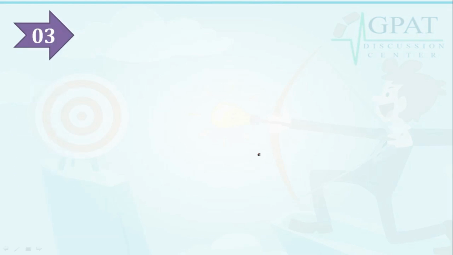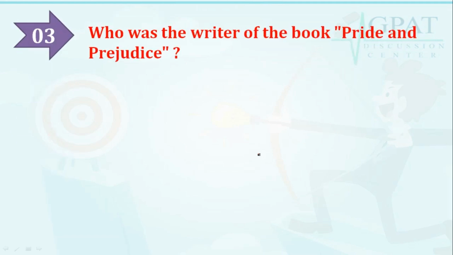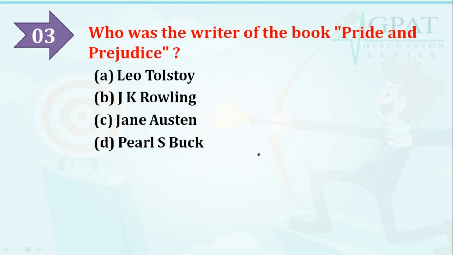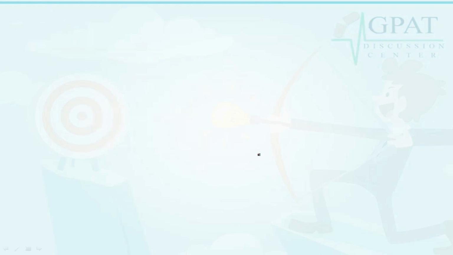Next question, question number 3. Who was the writer of the book Pride and Prejudice? And the options are Leo Tolstoy, J.K. Rowling, Jane Austen, or Dickens, and the right option is Jane Austen.